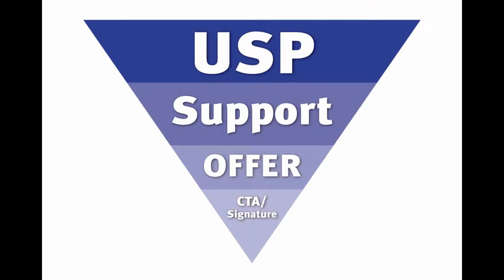The primary aspect of this is the USP, or unique selling point, which a lot of people refer to as the inverted pyramid of the USP. There are four parts to this. The USP is the most important, taking up the most space. Support is second, which is supportive information. Then your offer, and finally your CTA, or call to action, and signature.